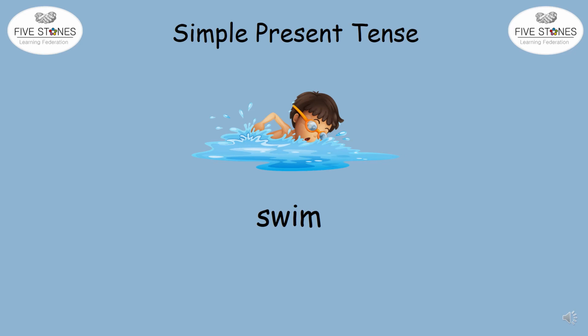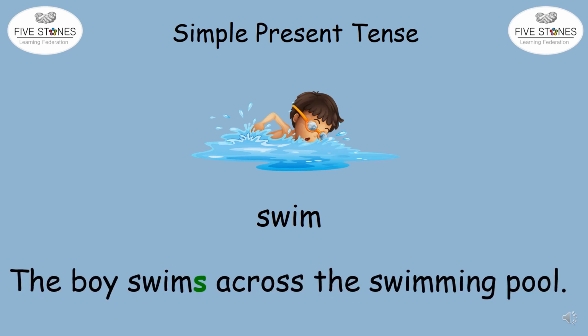The verb is now swim. I am going to add a suffix onto the verb to write a simple present tense sentence. What suffix will be added? S or ES? Let's see if you're right. The boy swims across the swimming pool. In this sentence, we've added S to swim.